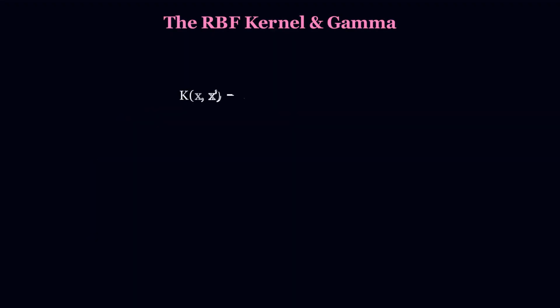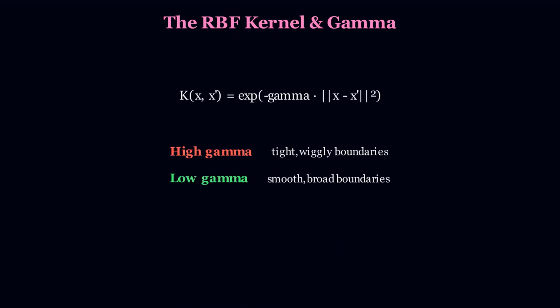The most common kernel by far is RBF, radial basis function. It measures similarity as influence decays outward, perfect for ring-shaped patterns. Gamma controls how far that influence reaches. High gamma, tight, wiggly boundaries. Low gamma, smooth, broad boundaries instead. Scikit-learn defaults to RBF for good reason. It handles curves right out of the box.